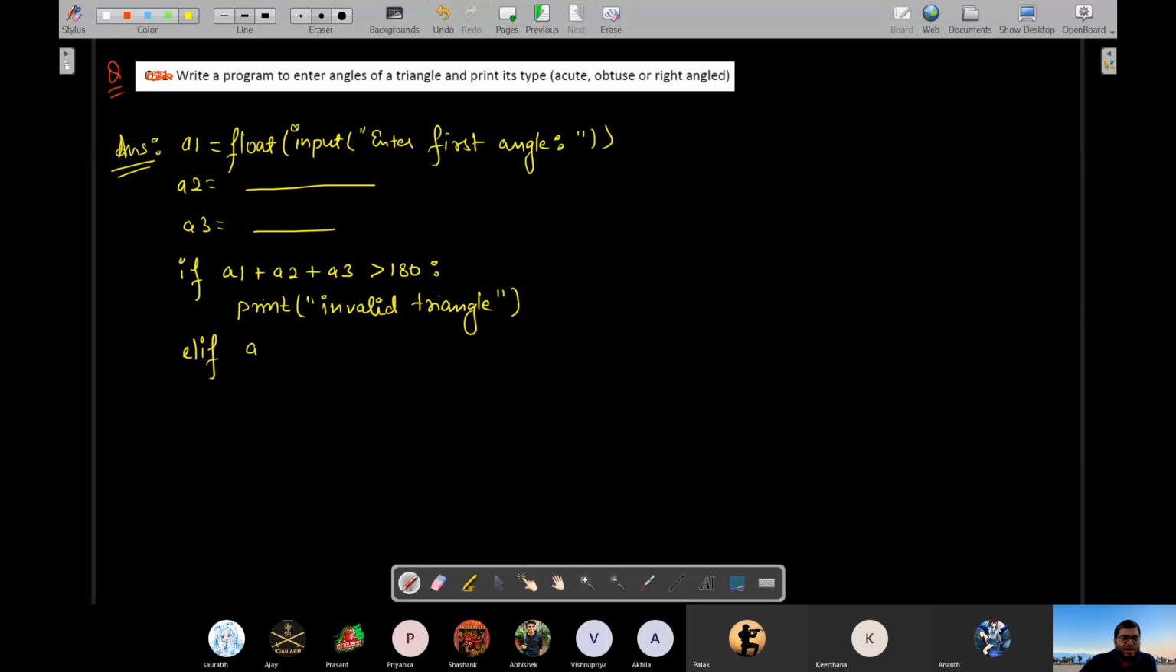चलो. So elif A1 is equals to 90. एंड नहीं लिखेंगे, एंड लिखेंगे तो मतलब सबको 90 होना पड़ेगा, इसलिए इफ आइदर A1 is equals to 90 or A2 is equals to 90 or A3 is equals to 90, if either of the three angles is 90, then we will print right angled.